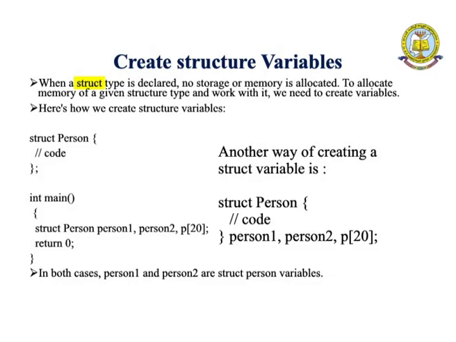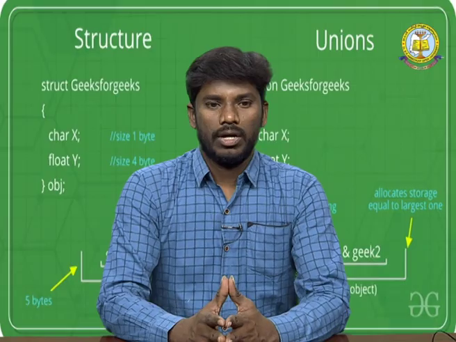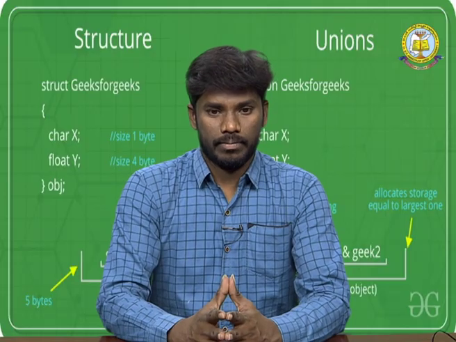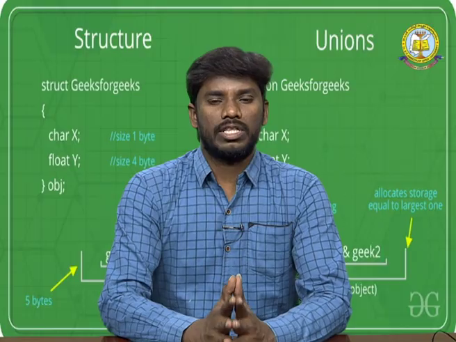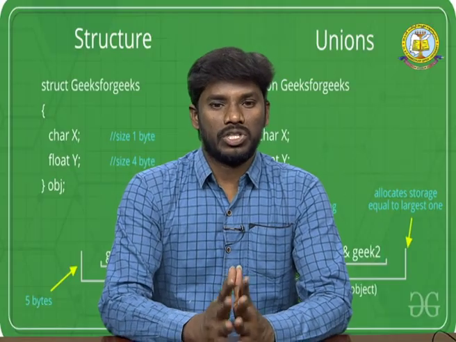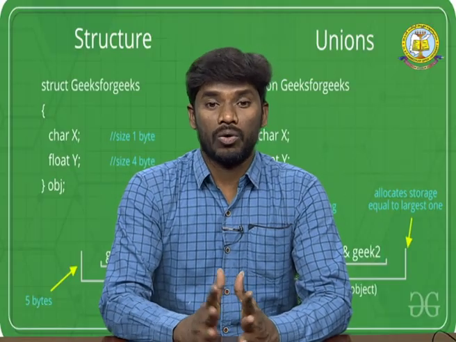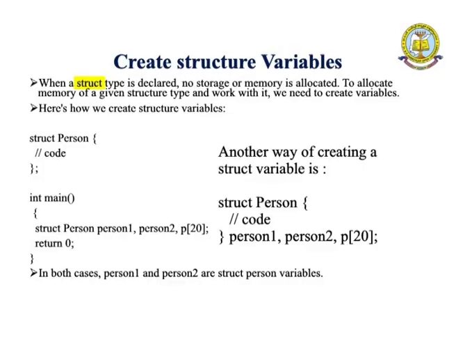Structure declaration is different and the structure variable is different. Until we create a structure variable, memory will not be allocated. So, there is no meaning for the structure without its variable. The structure variable plays a vital role in structures in C. So, to allocate memory for the given structure type and to work with the structure, we should create the structure variables. So, how can we create structure variables?